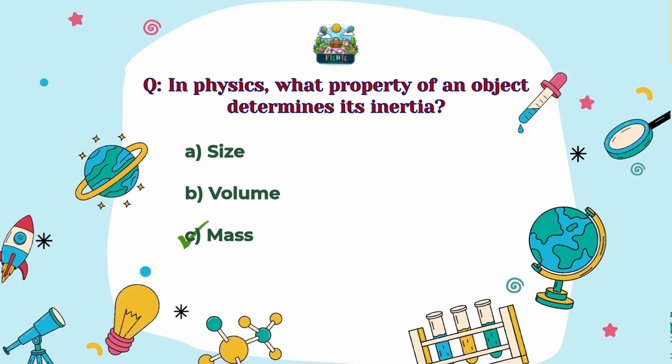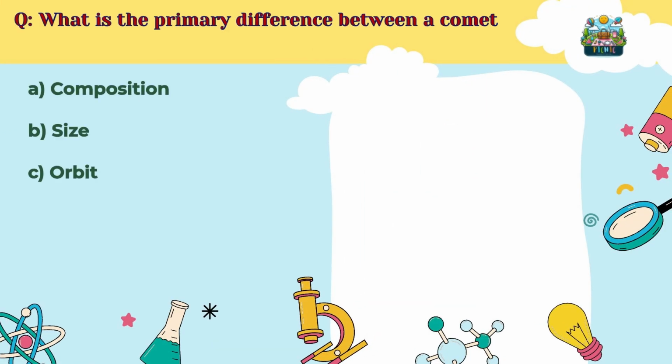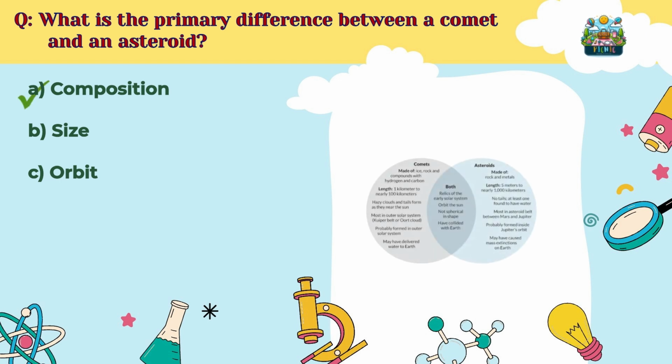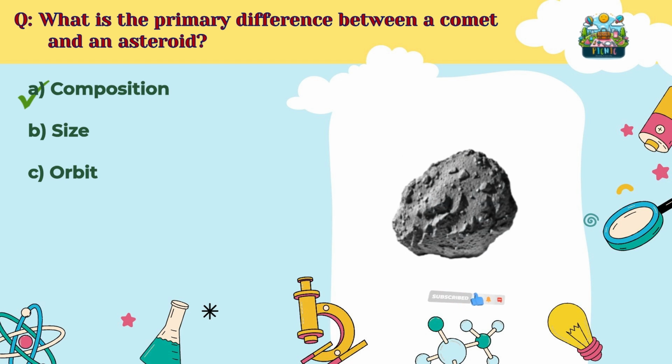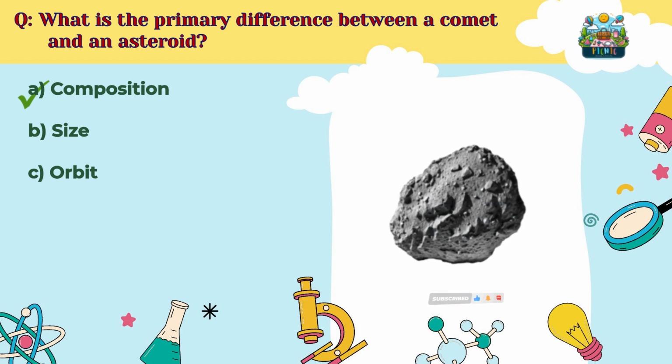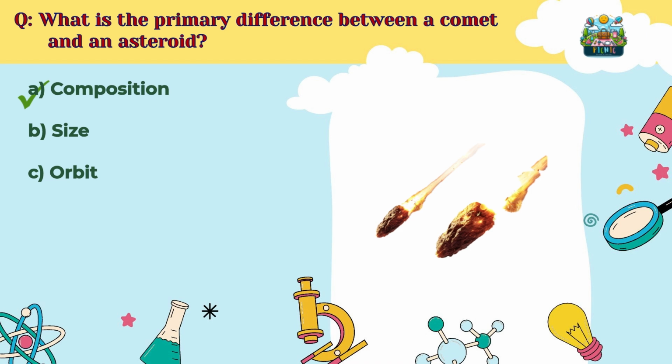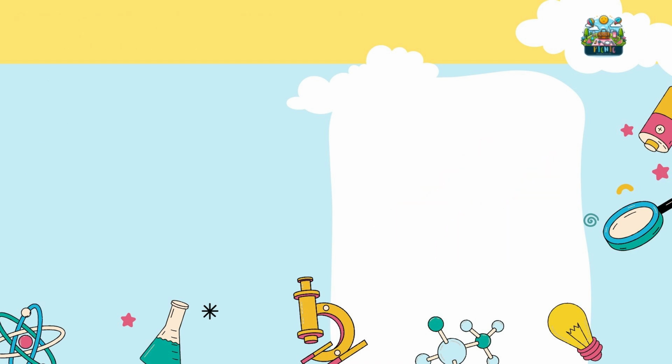What is the primary difference between a comet and an asteroid? Asteroids and comets differ in composition, which is what they are made of. Asteroids are metals and rocky material, while comets are ice, dust, and rocky material.